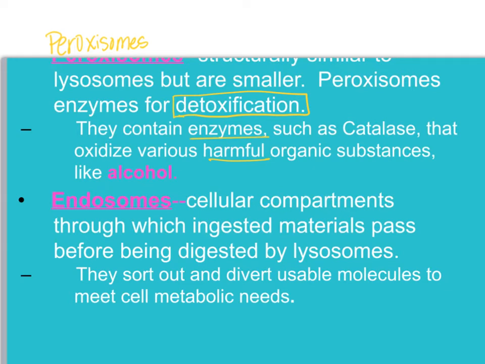Then you have endosomes. Endosomes are where cell parts go, like when you take in that food vacuole, before it's digested by the lysosomes. These endosomes are going to help sort and tell what is usable for that cell. What does that cell need? It kind of makes a keep and discard type stack before it gets digested by the lysosome. We don't want to digest anything that is usable.